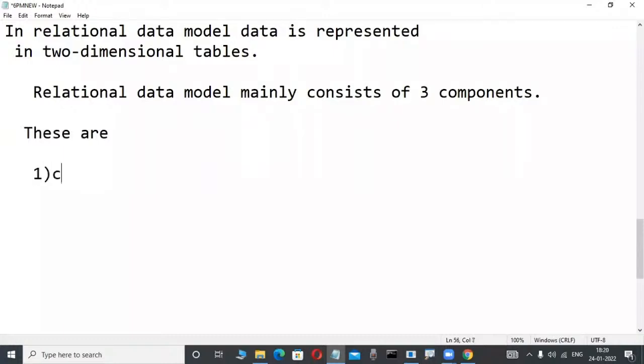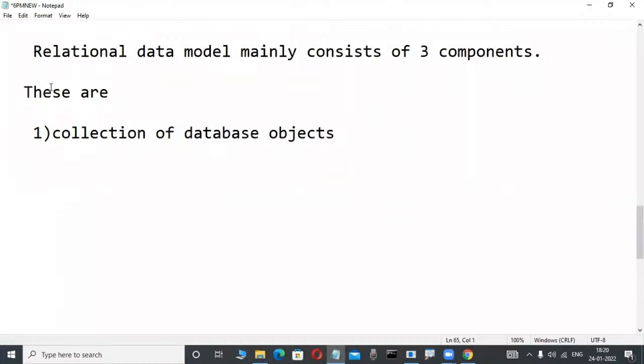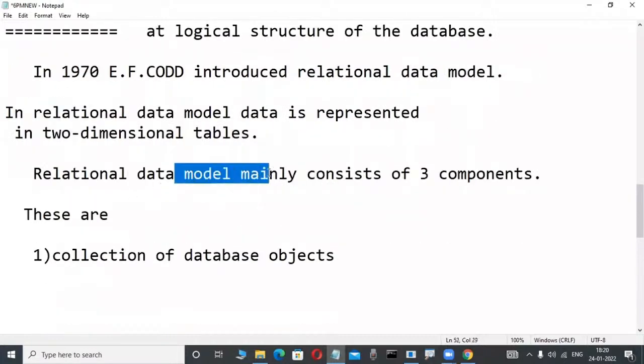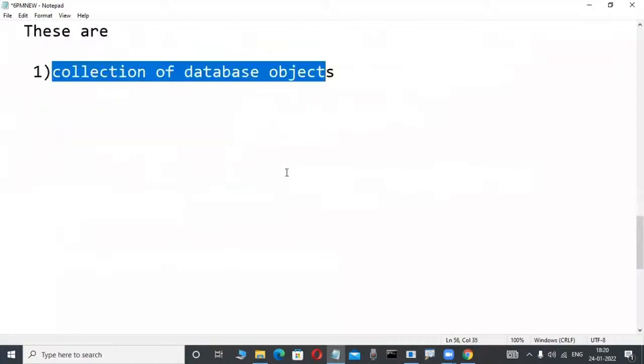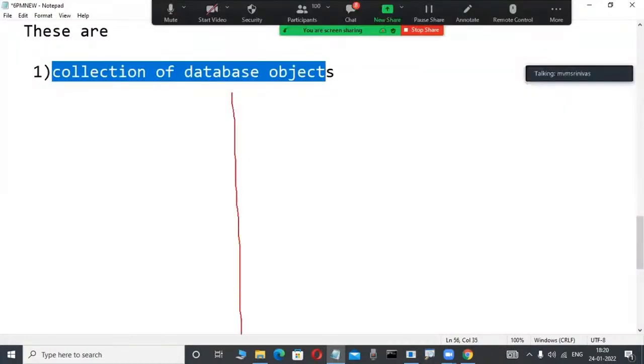A simple collection of database objects. In software like Oracle, SQL Server, and DB2, a collection of database objects is available. This is what we learn daily. Observe slowly: the relational data model mainly consists of three components. The first one is a collection of database objects, which is dead easy.